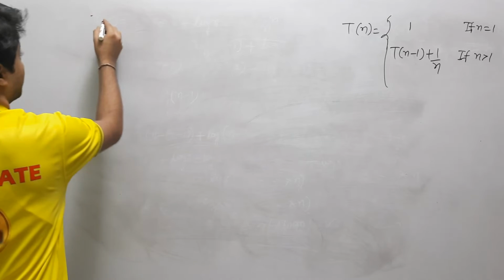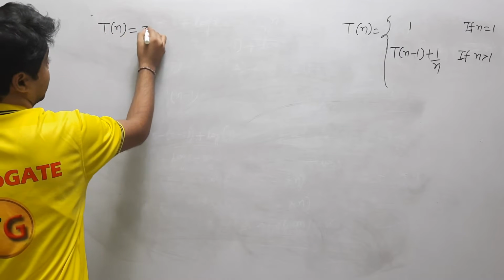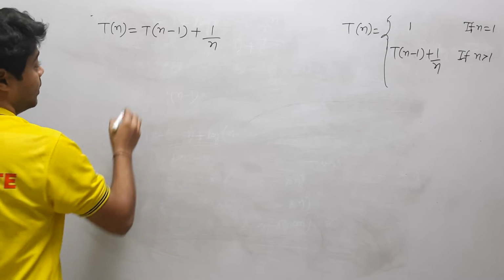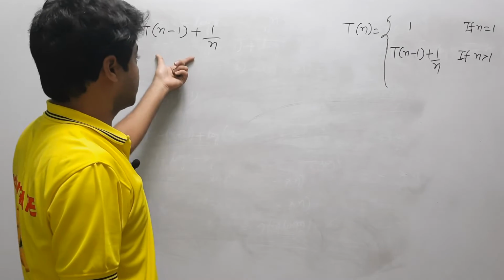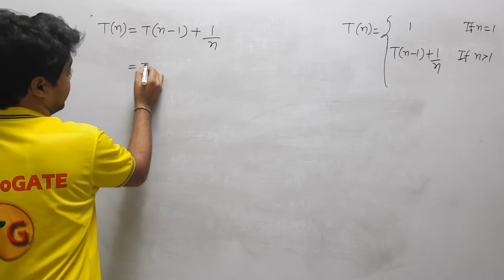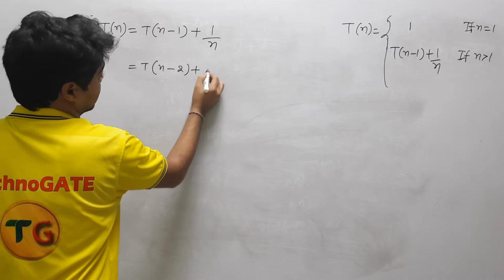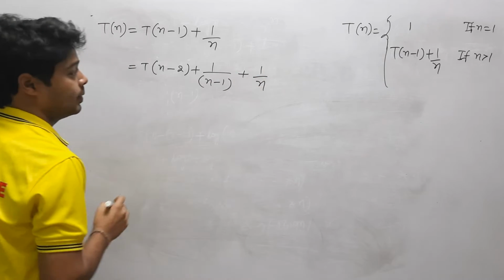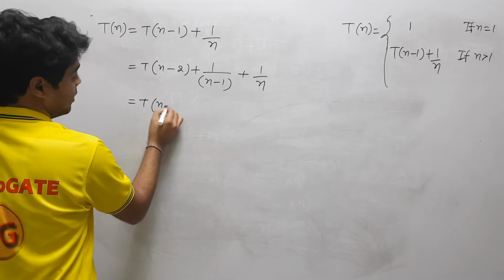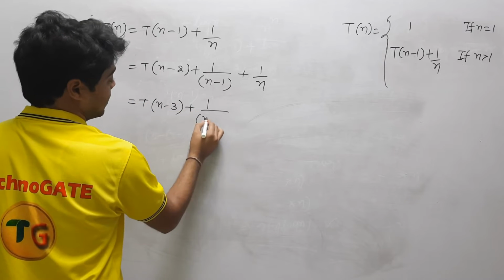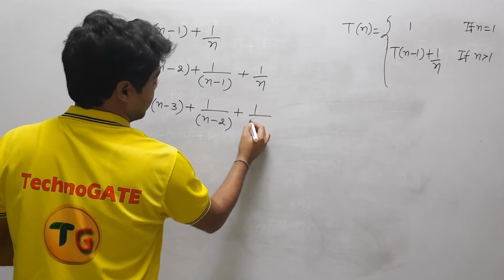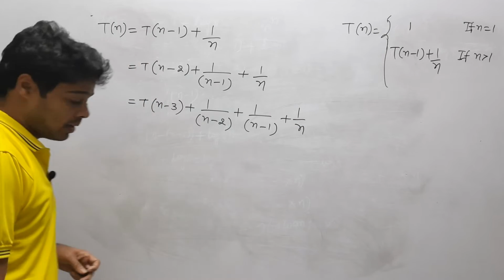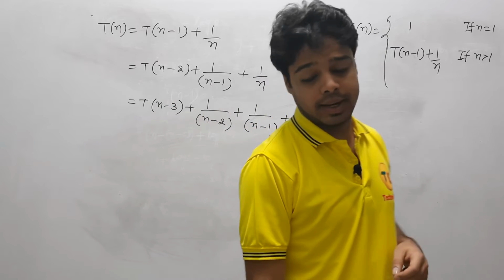So here T of n is T of n minus 1 plus 1 by n. Again put the substitution method: T of n minus 2 plus 1 upon n minus 1 plus 1 by n. Again T of n minus 3 plus 1 upon n minus 2 plus 1 upon n minus 1 plus 1 by n. Every time we substitute the same function again and again.